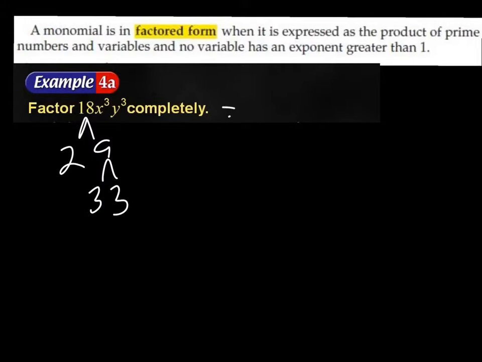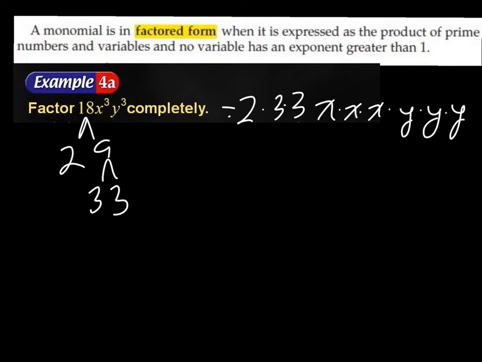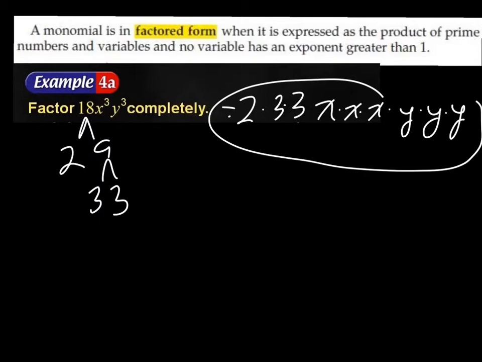So the number part we know. We're going to have 2 times 3 times 3, and the variable part is going to be x times x times x, because that's what x cubed means, times y times y times y. And that is a stretched out version of the same thing.